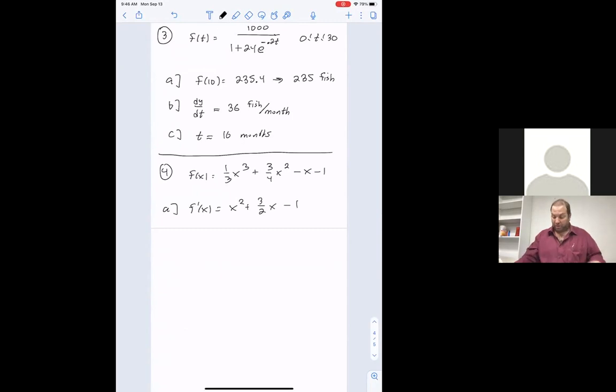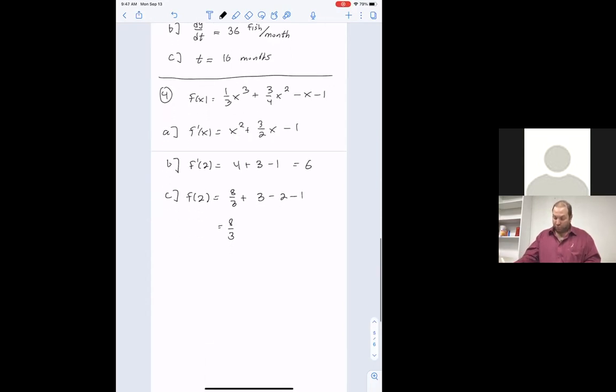Part B, find the gradient of the graph at x equals 2. Well, that just means plug in 2. 2 squared is 4, plus 3 halves times 2 is 3, minus 1. We get 6. C, find the equation of the tangent line at x equals 2. Well, for that, we need the y value. We get 8/3 plus 3 minus 2 minus 1. 3 minus 2 minus 1 is 0, so we just get 8/3.